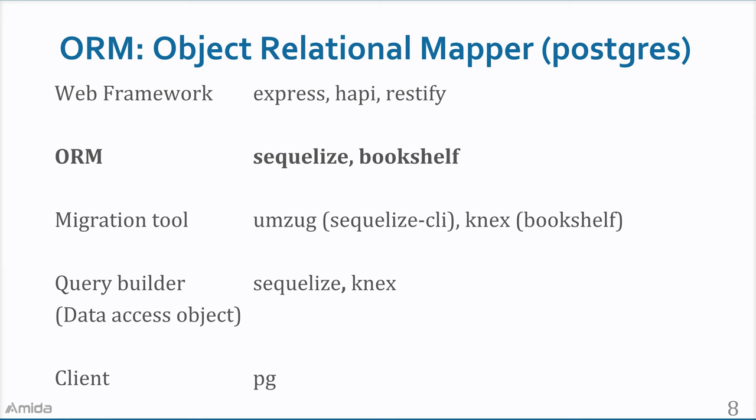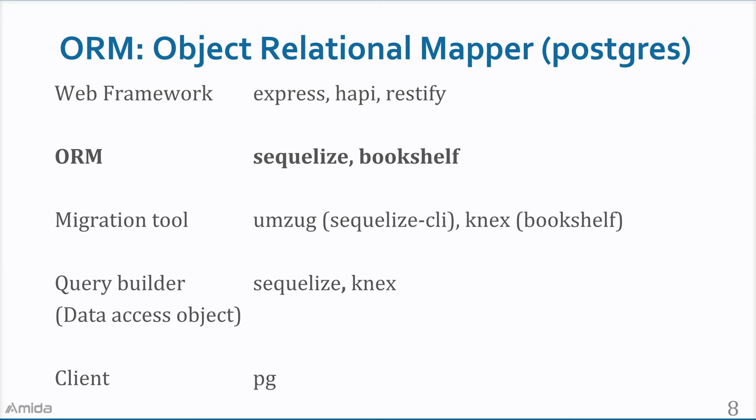When I use an ORM and I have a person object, and I do something like person.findAll, I am using an implicit query builder. This is also called a data access object. The data access object is a class that gives you access to the operations that are in SQL. And the ORM is a class that gives you access to the attributes defined in the model, which uses a query builder. And then underlying all of this is your client. In this case, it's a Postgres client.